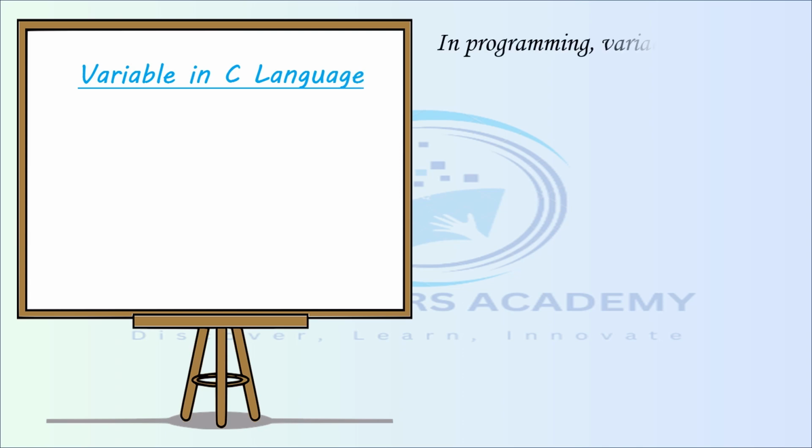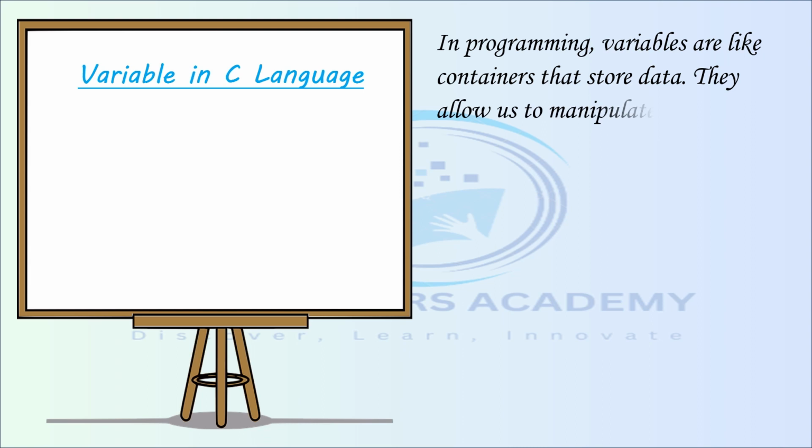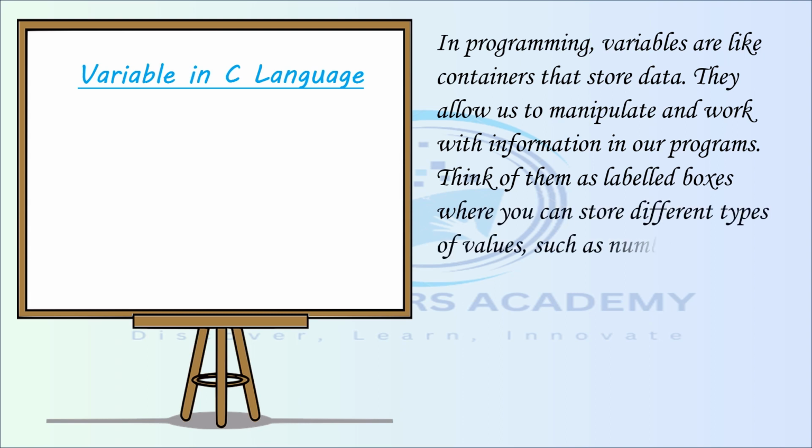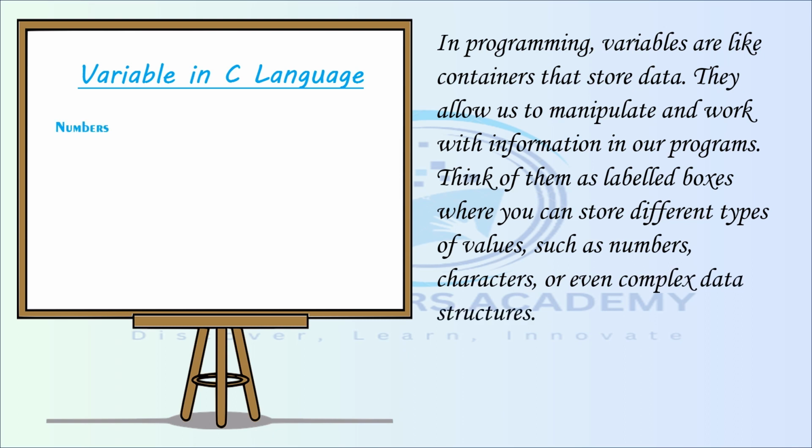In programming, variables are like containers that store data. They allow us to manipulate and work with information in our programs. Think of them as labeled boxes where you can store different types of values, such as numbers, characters, or even complex data structures.